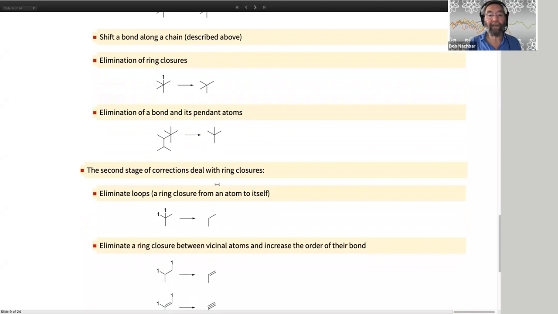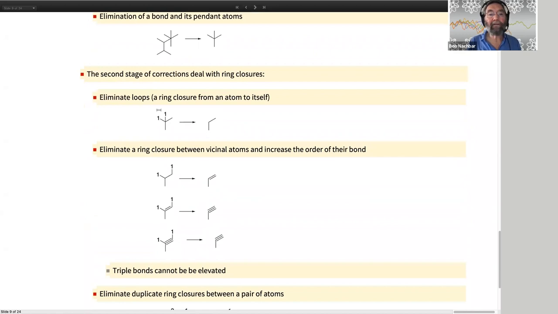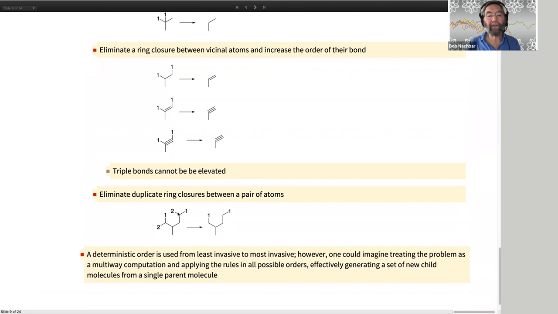It also does some checking about rings at the end to make sure we don't have any loops like this of a ring on an atom or a ring across a single bond, a lone bond like this. If we have this situation, we remove the ring and elevate the bond order. Triple bonds can't be elevated, so we just eliminate the ring. And then if there are two ring closures to the same pair of atoms, we just eliminate one of them. So the ring closure tags get removed and we're just left with one ring closure there.